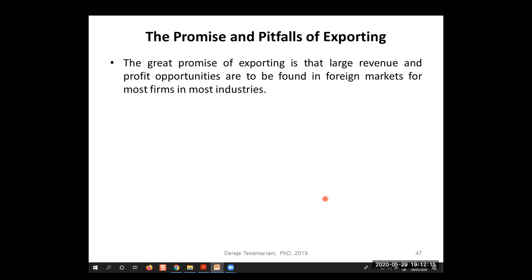So, generally, export has its own suggested advantages, which we call promises, and also limitations. The greatest promise of exporting is the generation of large revenue and better profit opportunities from foreign markets.